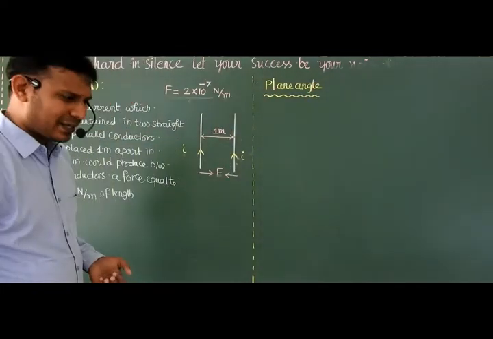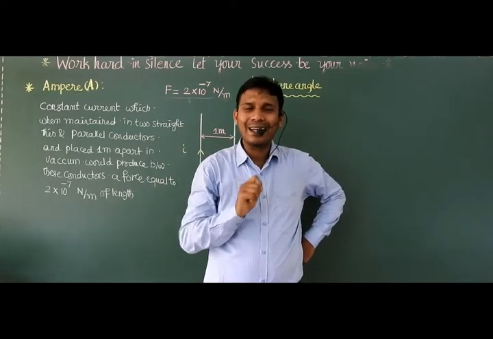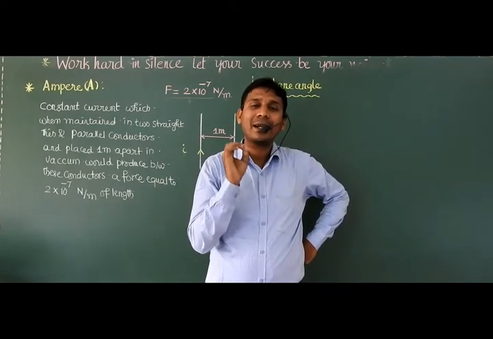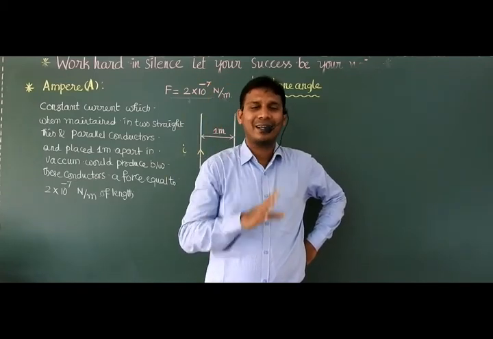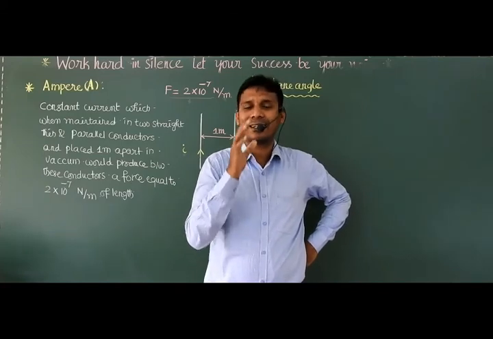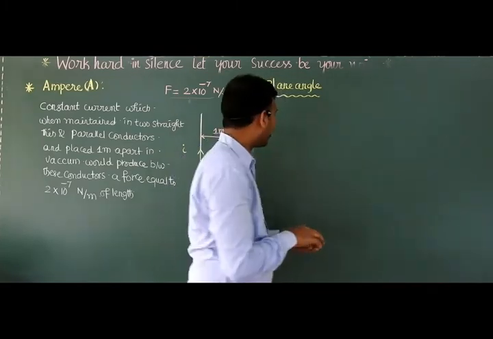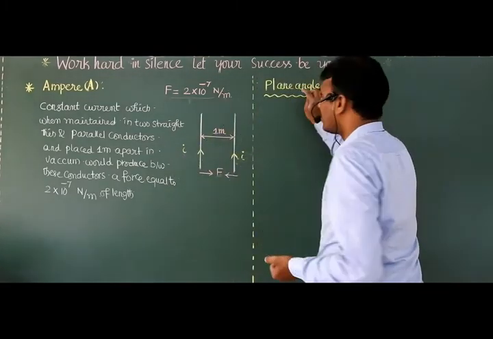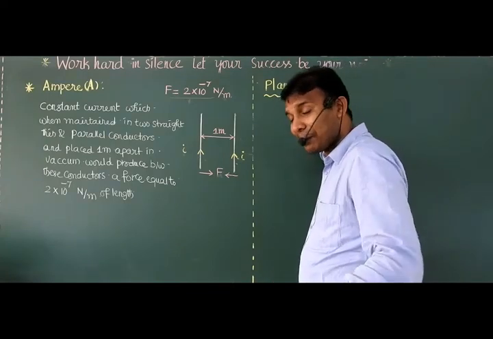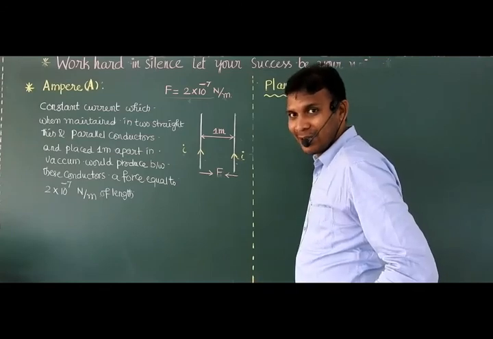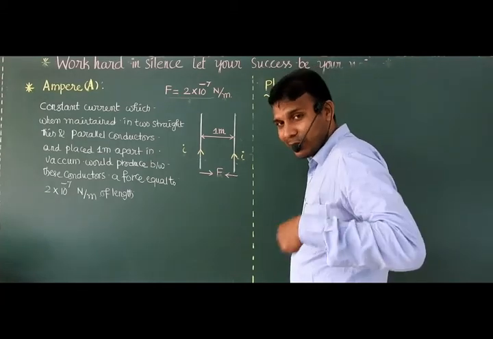Okay? So what is plane angle? Do you remember plane angle? It is the angle subtended by an arc of a circle at its center is known as plane angle. Am I right? Now here I will write the definition. Plane angle is the fundamental supplementary physical quantity in a system. What is the SI unit of this fundamental physical quantity? Radian.